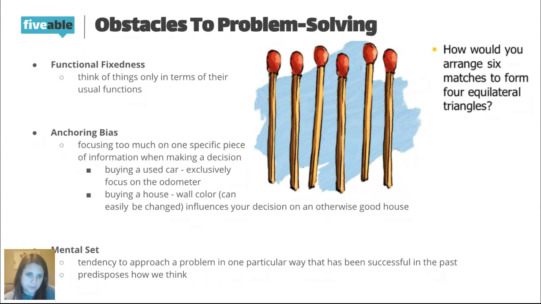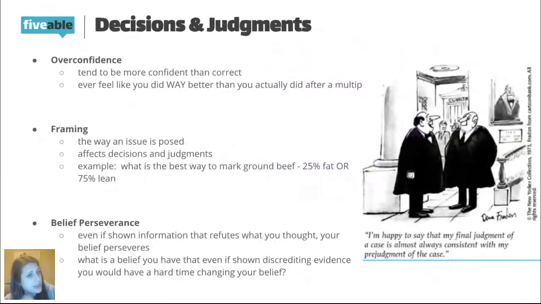And lastly, I'm pretty sure this is the last slide, overconfidence can get in the way of our decision and judgment. And I think overconfidence often ties to confirmation bias, where we think we're right, so I don't need to look at any other outside information.